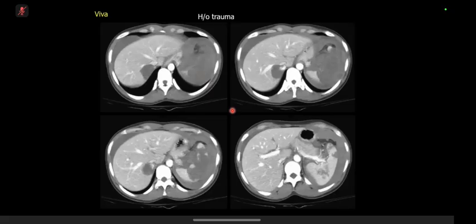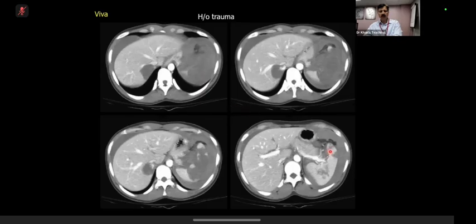Yes, I can see it on the second and third images. There's a blush of contrast. Excellent. So in this case, what is happening is that there is trauma, and we can see that there are splenic lacerations and a lot of hematoma there. But the key finding is this one here. There is intramural hematoma, and with that, there is extravasation.